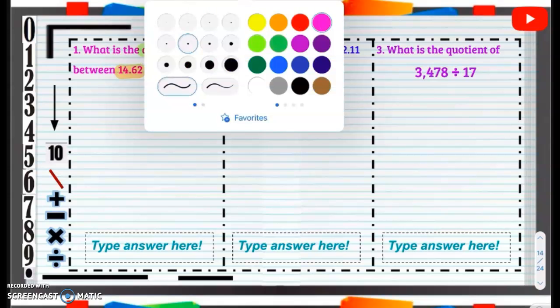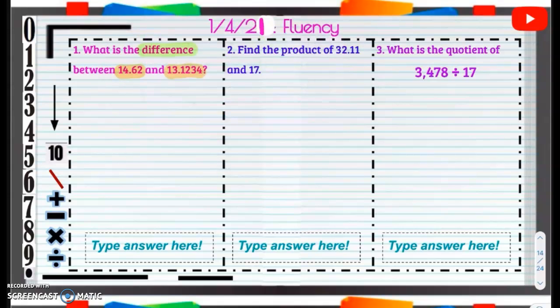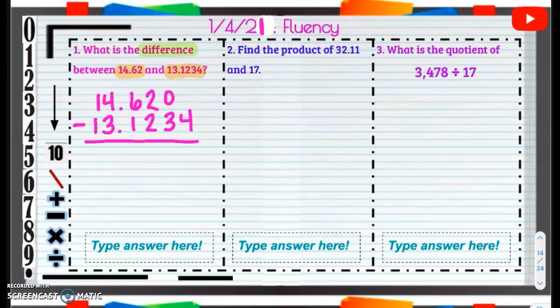So I'll put it in the same color. I'm going to have 14 and 62 hundredths. And we're going to subtract. When I'm adding or subtracting decimals, what do I have to do? Line them up. So 13 and 1, 2, 3, 4. Yes, let's go ahead and put in our placeholders of 0 here so that we can completely subtract.